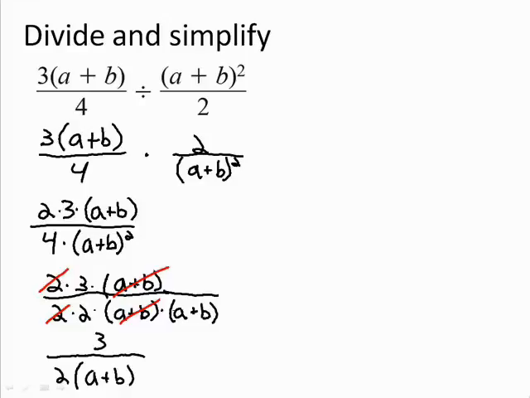This expression has to have the same domain as the original expression. You took a plus b out of the denominator, so a plus b cannot be equal to 0. A plus b is still in the denominator of the simplified expression, so there is no need to write that a plus b cannot be equal to 0. So the answer is 3 divided by 2 times the quantity a plus b.